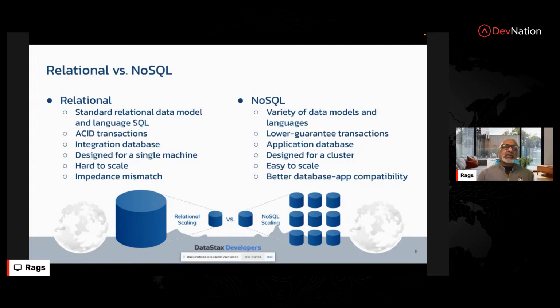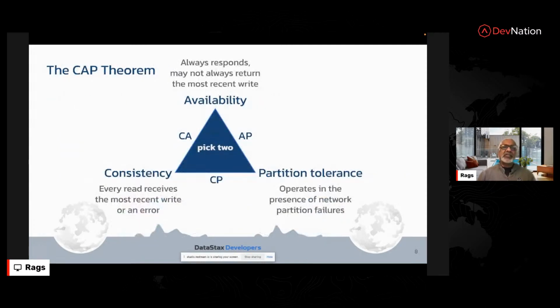One of the big things about relational is that it has ACID transactions, which is atomicity, consistency, isolation, durability. NoSQL, on the other hand, may not give you that guarantee. And there are different levels of consistency that we'll talk about in just a second.